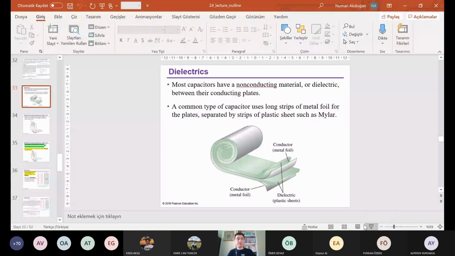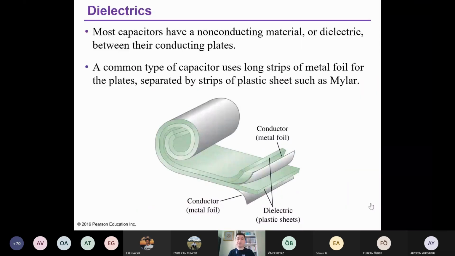Good morning, everybody. Today we will continue with dielectrics. Actually, during the last lecture, I briefly talked about the application of dielectrics in capacitors. Today we will continue with what a dielectric is and how dielectrics affect the capacitance of capacitors.